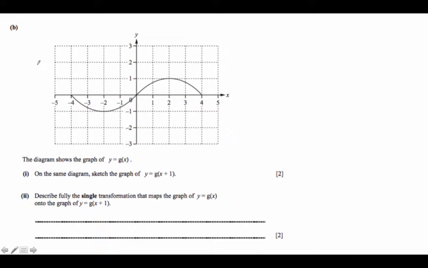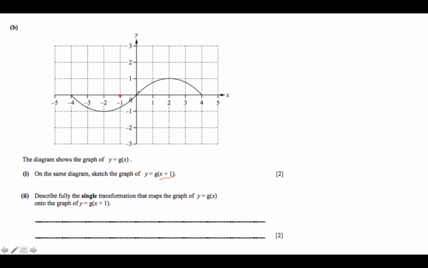In part B, we're shown the graph y equals g of x, this wave here, and it says on the same diagram, sketch a graph of g of x plus 1. So from our transformations, we know if it's plus 1 in the bracket, all the x coordinates are going to be subtracted by 1. So it's going to be a horizontal shift in negative direction, so towards the left.